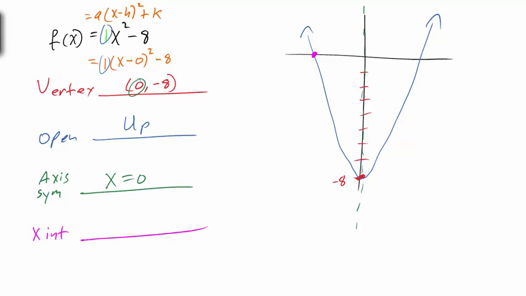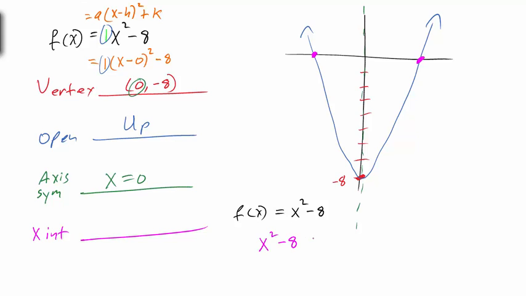And the y-intercept, I'm sorry, the x-intercept. So we're looking at where the graph crosses the x-axis. Here, notice we're going to have two answers because it crosses the x-axis twice. So once again, we can take the original function, f of x equals x squared minus 8, and we want to set this equal to 0.